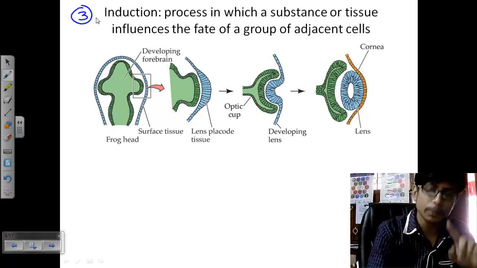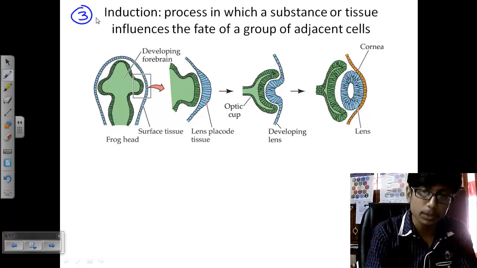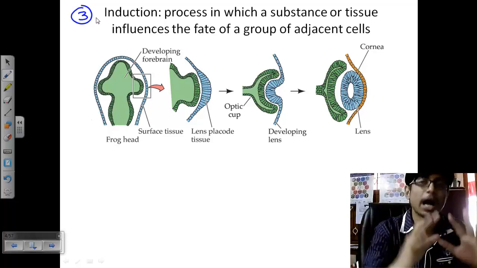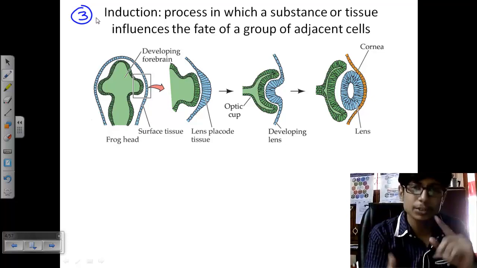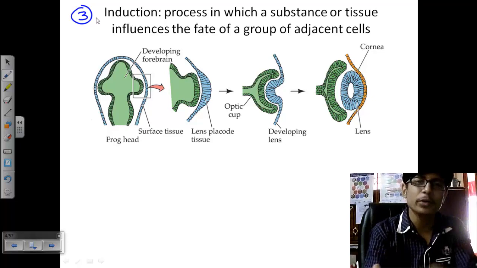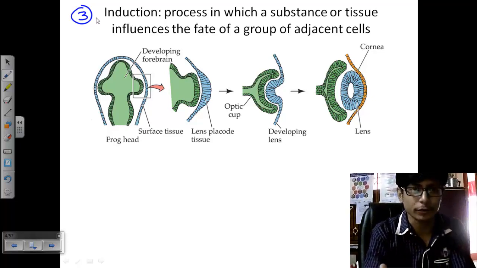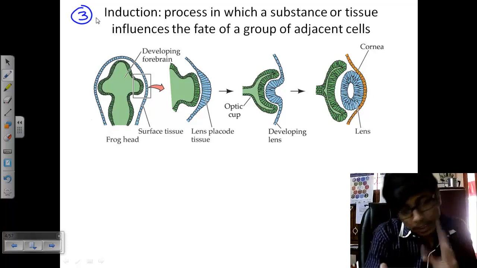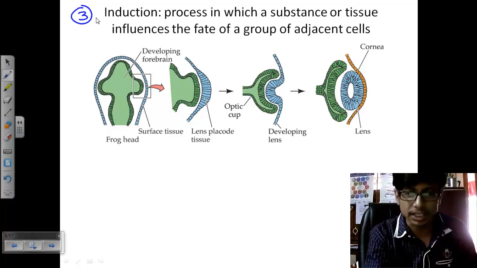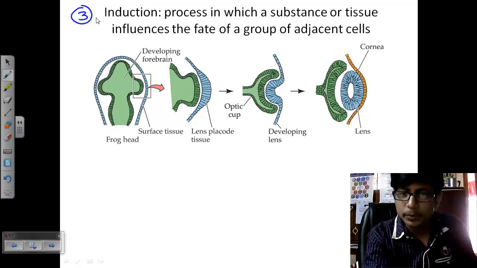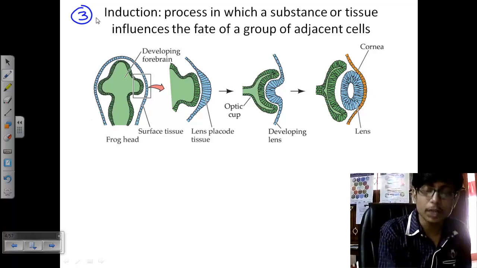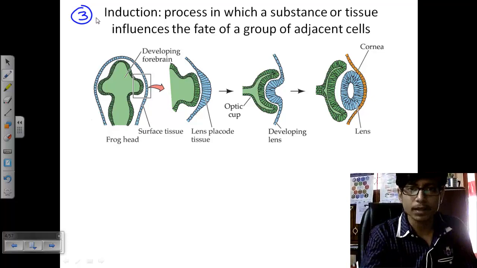See, we talked about differentiation. We talked about the whole process and how the development works. So we talked about the development overview. We talked about the differentiation overview, and differentiation depends on segregation and all those things. Now the third important concept is induction. Induction is a process in which a substance or tissue influences the fate of a group of adjacent cells, right?